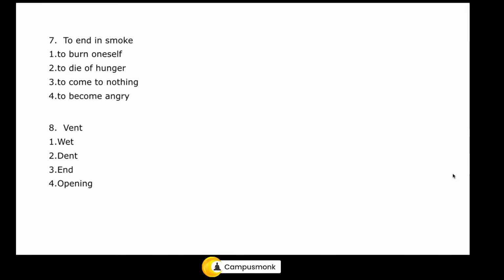It's again a phrase that has been given. You have to find out the meaning of this phrase. What will end in smoke? Just think about it.